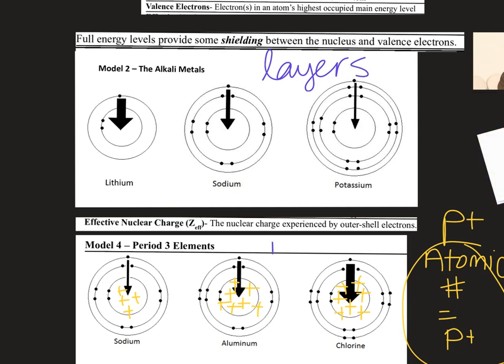And we have protons in the center. We have an increasing number of protons going across this periodic table until we add another layer. And then we once again add more protons going across and we add another layer. Okay, so they kind of work hand in hand to give us all the trends that we're going to see.